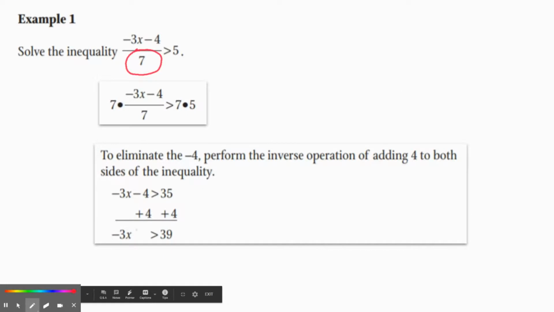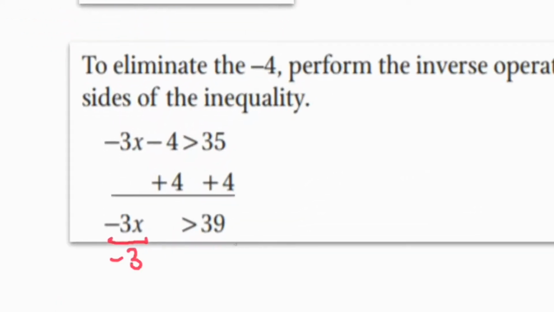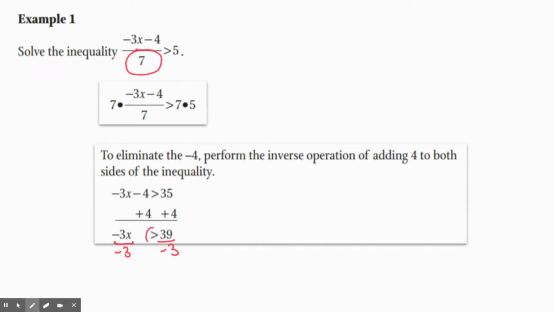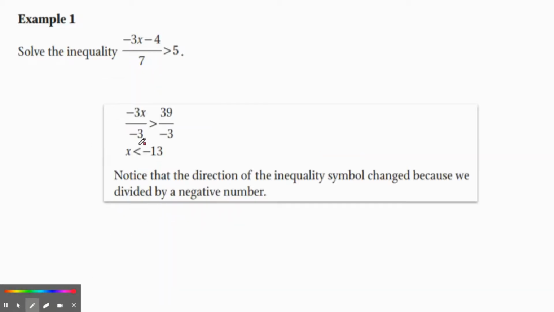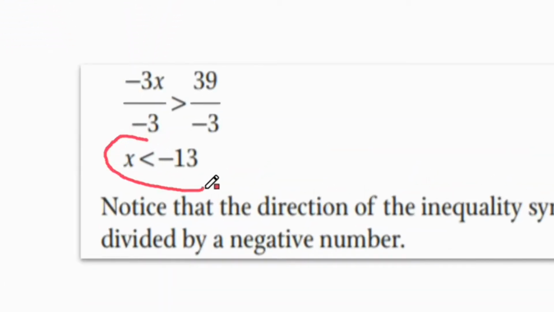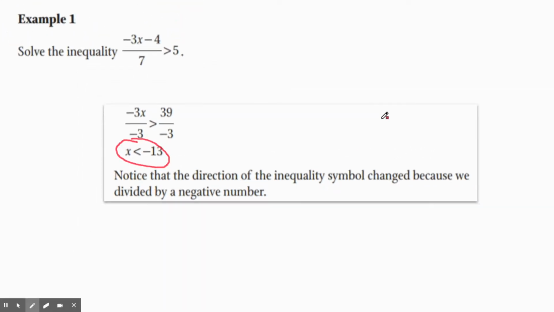But be careful here. What are we going to have to do to both sides? We're going to have to divide by -3, aren't we? So what does that mean for the greater than symbol? That's right. The greater than symbol will become the less than symbol. x is less than -13 is your final answer.